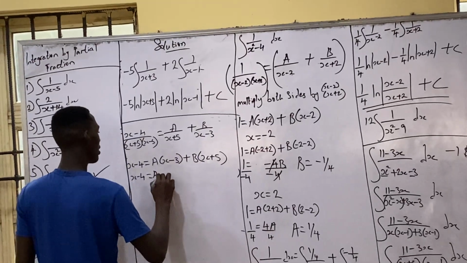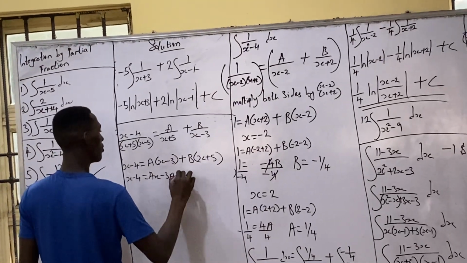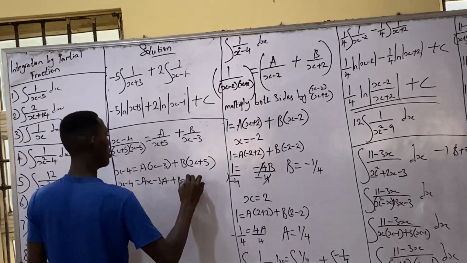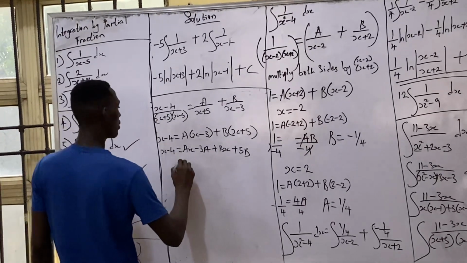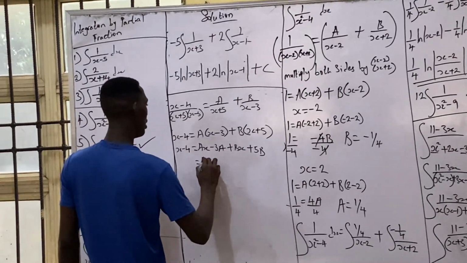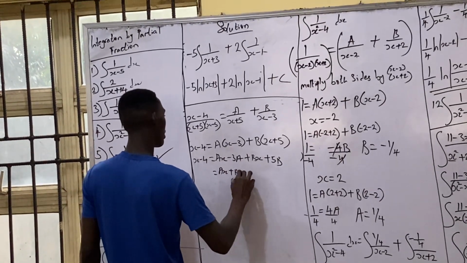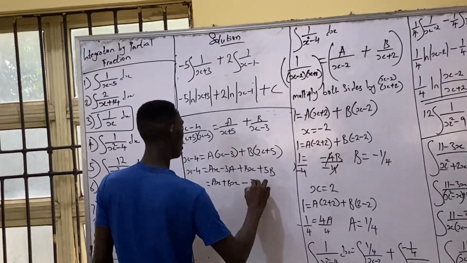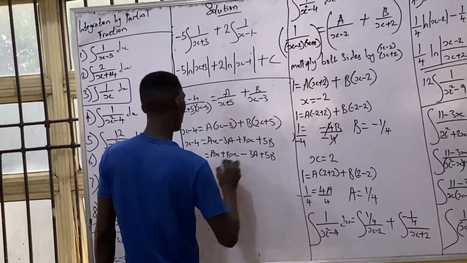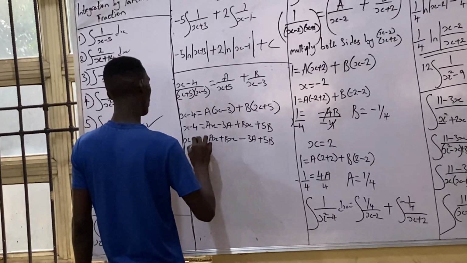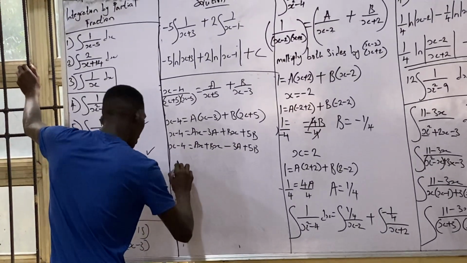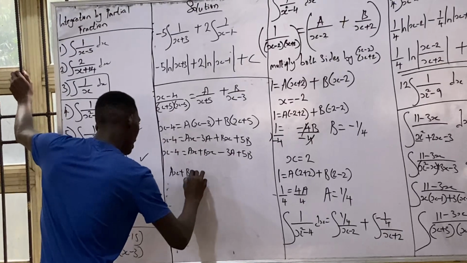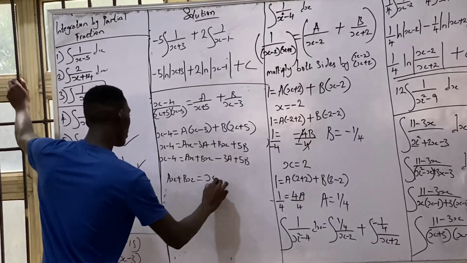So this is Ax minus 3A plus Bx plus 5B. Now the terms with x, let's take them together. So that will be Ax plus Bx, and this is minus 3A plus 5B, equals x minus 4. So let's take these two and equate them. You can see our Ax plus Bx is equal to x.